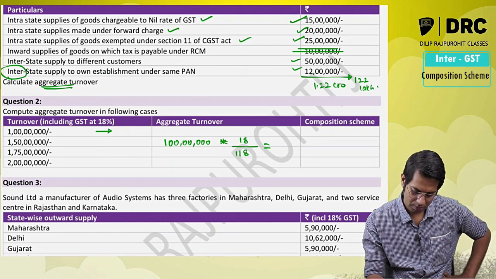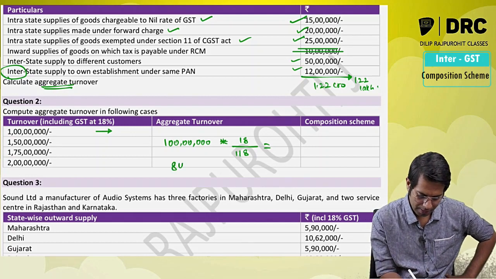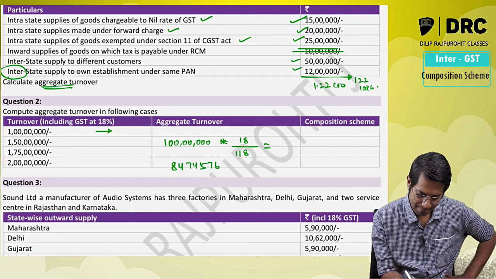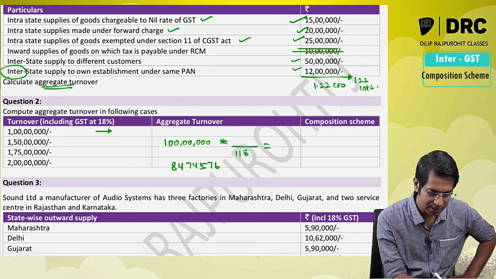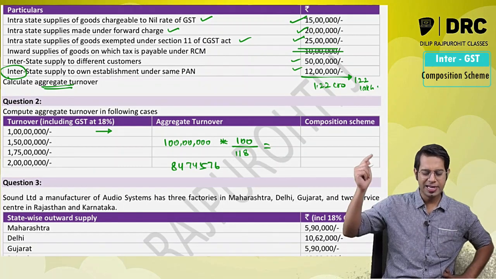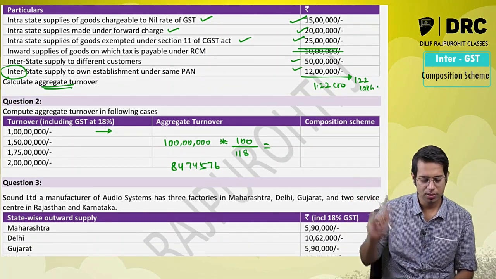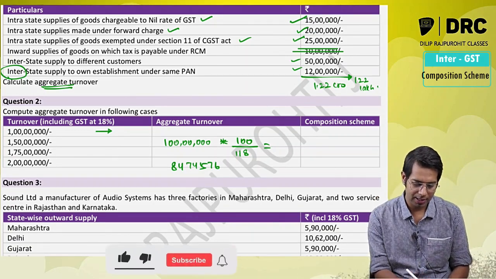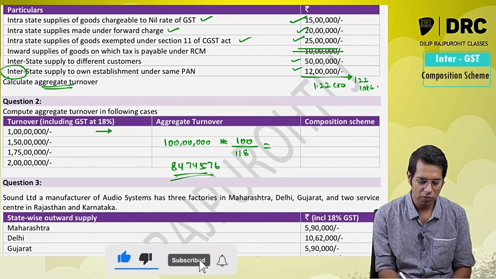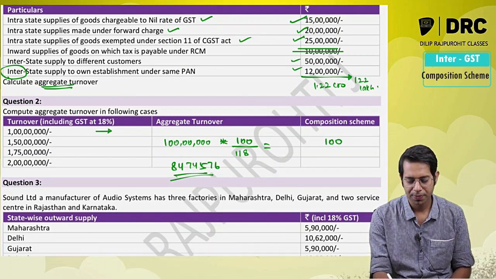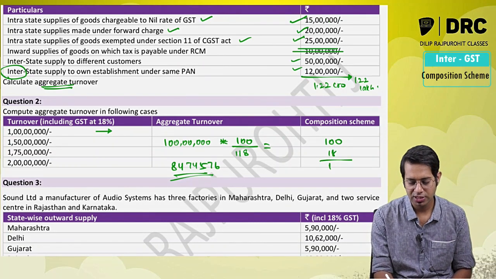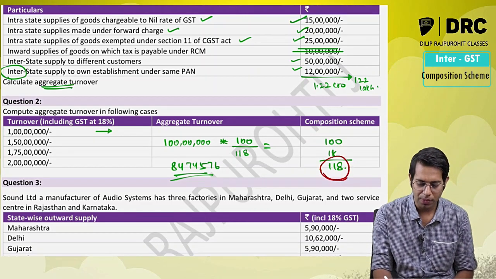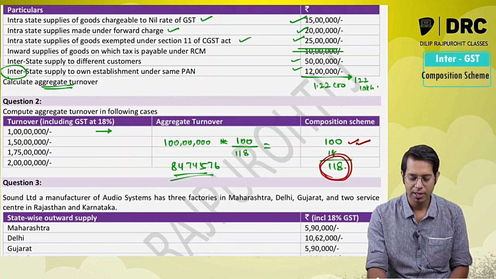18 divided by 118 will give you the tax amount, but 100 divided by 118 will give you the amount excluding the tax. So basically it is simple. Say 100, 18 rupees is the GST, 118 is the total. Now they have given us this amount, and we are supposed to find this amount.